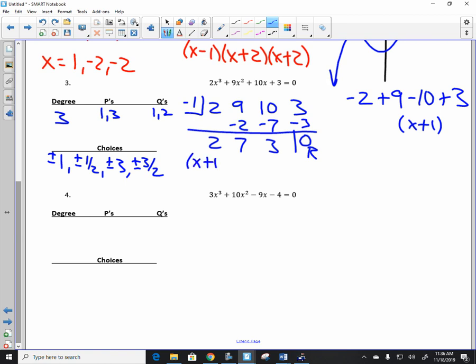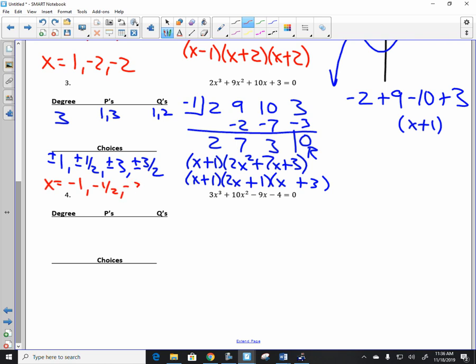We have x plus 1 times 2x squared plus 7x plus 3. Does 2x squared plus 7x plus 3 factor? Perhaps. Yes, perhaps everything factors. This does factor. And we get solutions of negative 1, negative a half, and negative 3, which you can see them all sitting right here. And as we said, they would all be negative. Look at that.